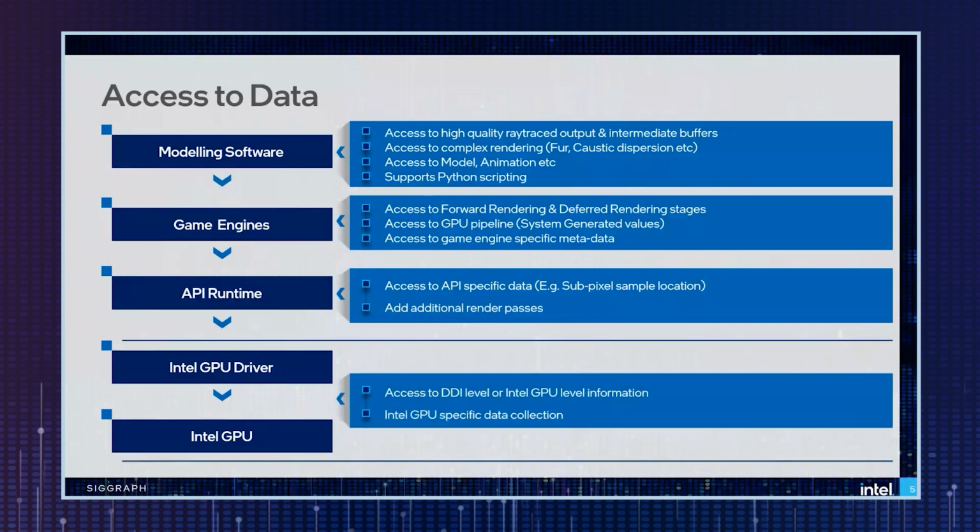Going down one level to the driver level, now we have access to the DDI level information or the Intel GPU level information. These are things that are not exposed at the API runtime level, but we still have access to them from the driver level. So we can get access to some of the lower level information from the GPU through the driver level intercept.